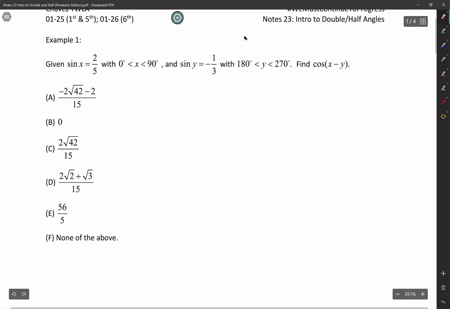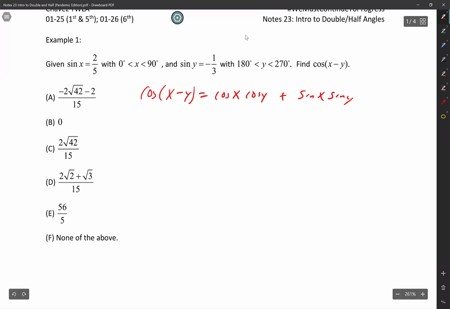And I guess the first thing I'm going to do is write cosine x minus y and say that's cosine x cosine y plus sine x sine y. And then they give me sine x, they give me sine y, so I need these two cosines. So from there, I draw my first quadrant.